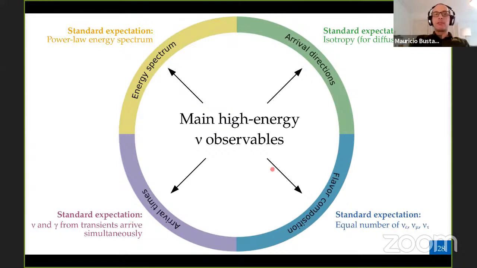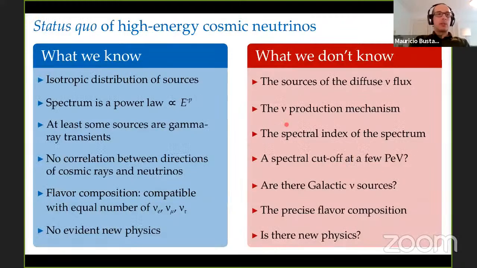And these are the four observables that we will use to define everything else about astrophysics and also about particle physics later. So eight years into the business of high-energy astrophysical neutrinos, we can make a couple of tables. The first one is what we know. The second is what we don't know. And there's a third one, which is what we don't know that we don't know. And of course, by definition, we cannot write that. But what we know is quite a lot.